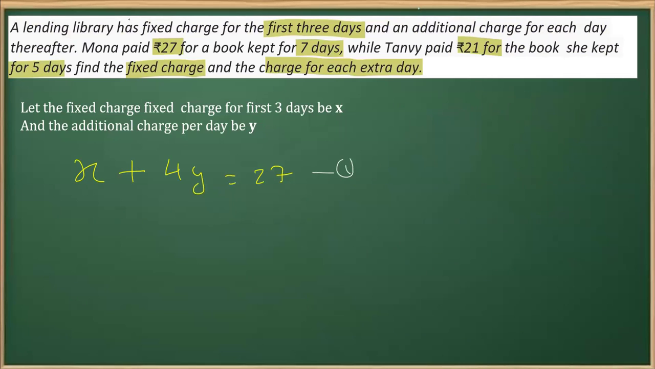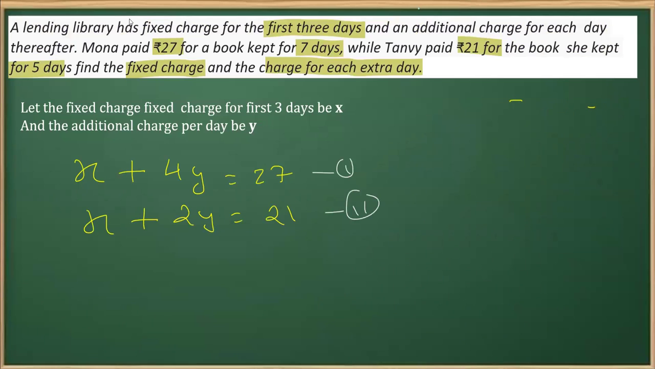In the next case, for Tanvi, she is keeping the book for 5 days. So the fixed charge X will be applicable for her. But as she is keeping it for 5 days and the fixed charge covers 3 days, she has to pay the additional charge for 2 days. So X plus 2 times Y is equal to 21, what she is paying. So we got these two equations.